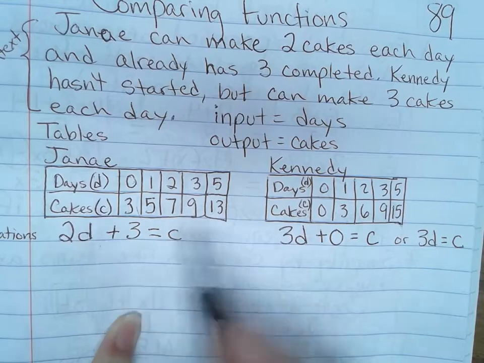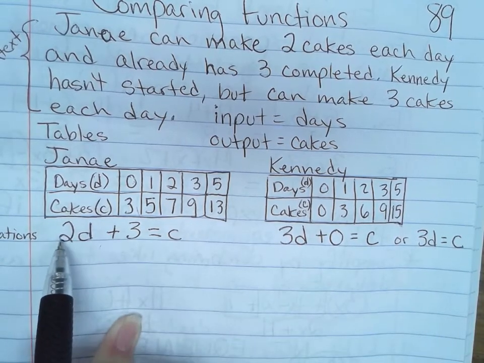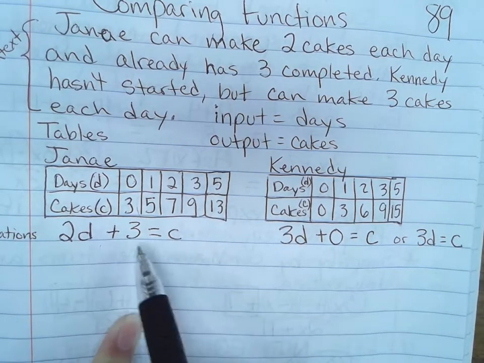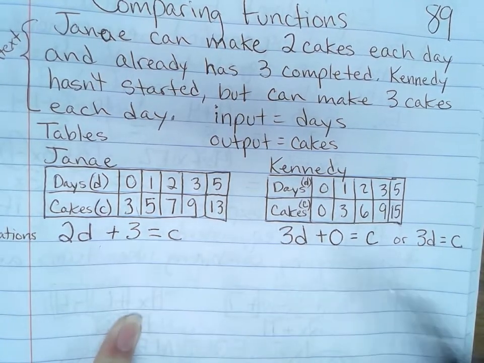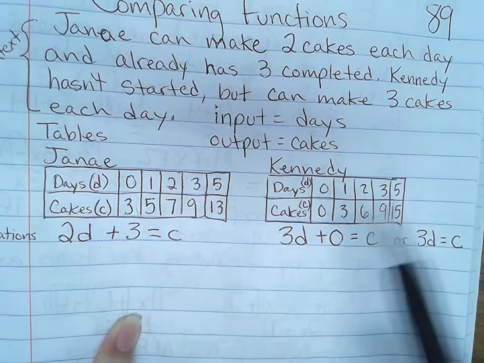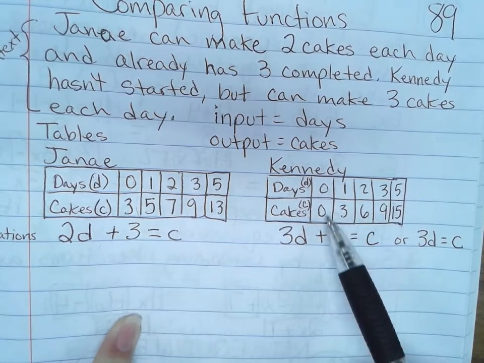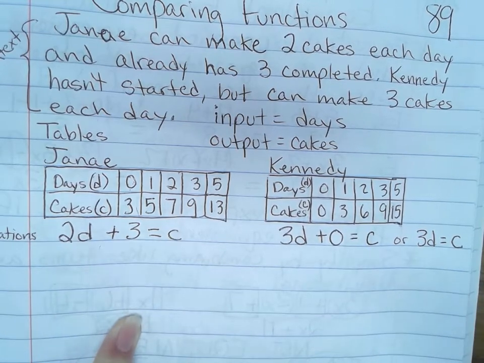Okay, so here we can compare this. Now looking at this, we can see Janae takes a little longer to make cakes. Maybe hers are a little more intricate, but she got started with 3 and Kennedy started with 0. We can see those things here. We can also see it growing here. As this grows 1, this grows 2. As this grows 1, this grows 3. So we can see those rates.